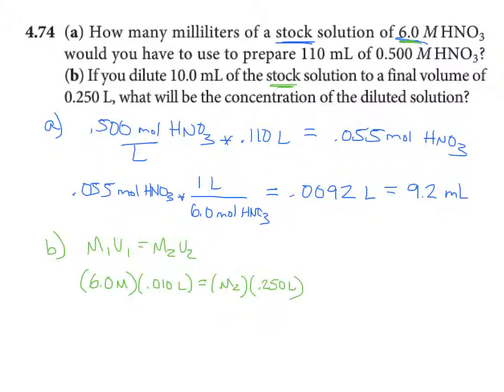Okay, and it doesn't matter if you do these both in milliliters or both in liters, it just matters that the volume units match. So whichever one you prefer, just make sure that they match. So all you need to do at this point is solve for M2, and you should get 0.24 molar. So that would be your concentration of the diluted solution.